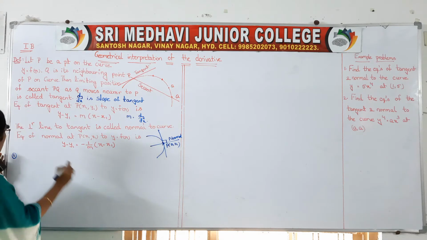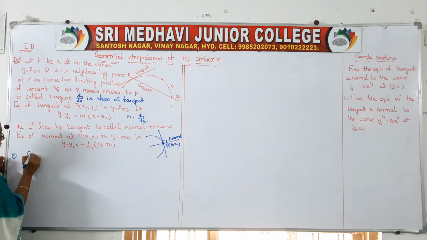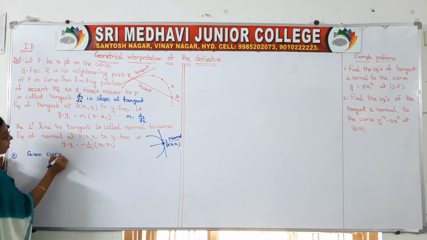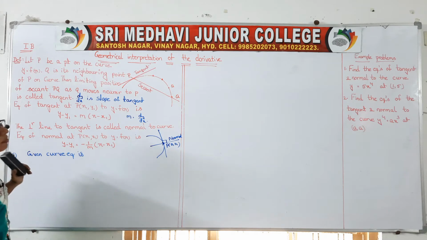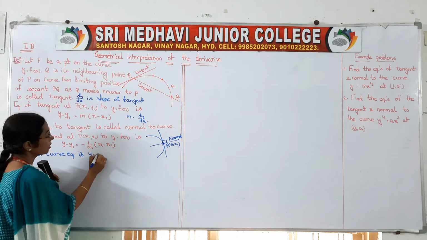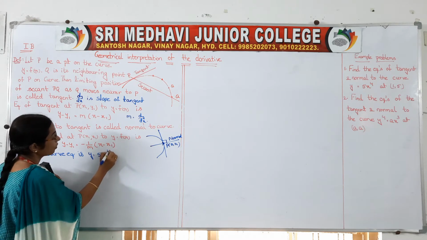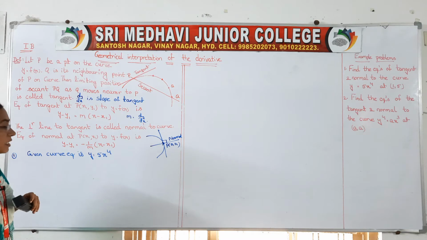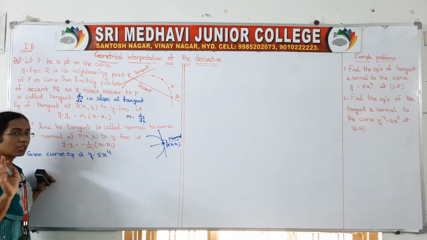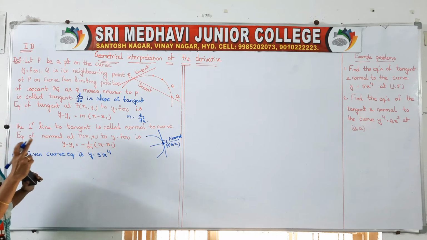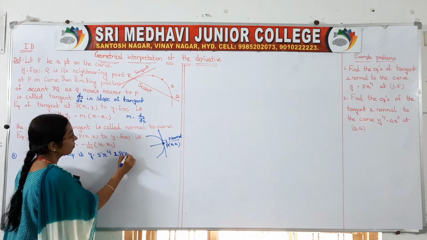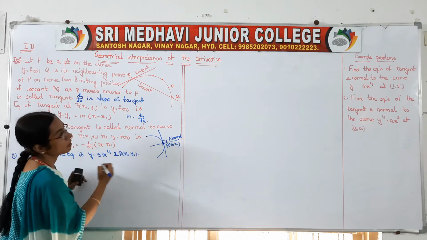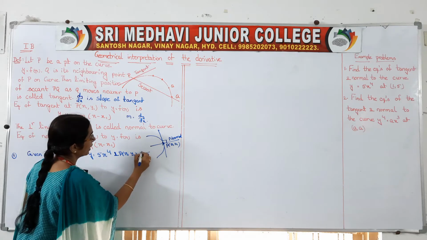Come on, first write down the given curve equation. What is your given curve equation? y is equal to 5x to the power of 4, right? The point is also given to us. What is that point? (1, 5). And P (x1, y1) is equal to (1, 5).